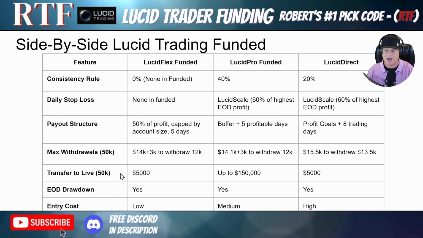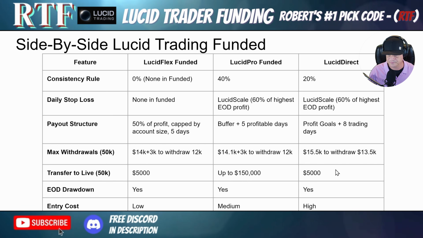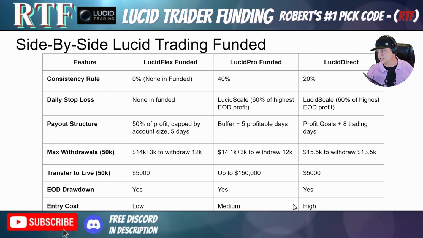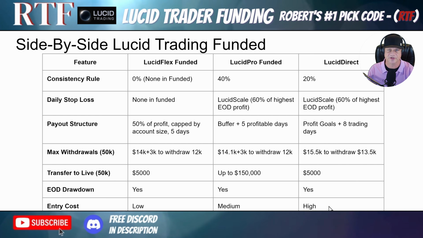So then there's the transfer to live. For the 50K account, you can do 5,000. For the LucidPro, it's up to $150,000 across your accounts. And then LucidDirect is 5,000 for the 50K size. They all have end of day drawdown, and the entry cost is relative. So like for the Flex, it's low right now because they're on sale. The Pro, it's medium, and then the LucidDirect requires more capital investment up front.